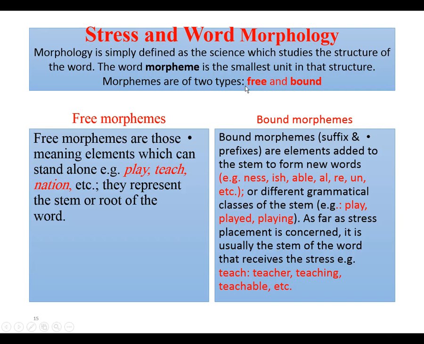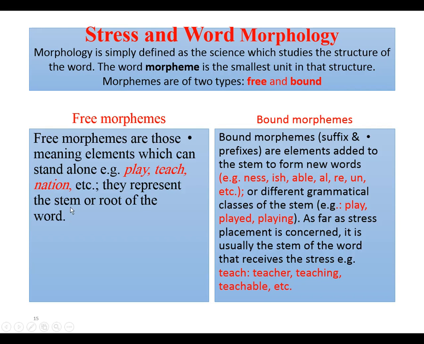Stress and word morphology. Here we have what's meant by morphology. It's simply defined as the science which studies the structure of words, and the morpheme is the smallest unit in that structure. As we said before about phonemes, the smallest sound unit, the morpheme is the smallest meaning unit. We have two kinds of morpheme: free morphemes and bound morphemes.